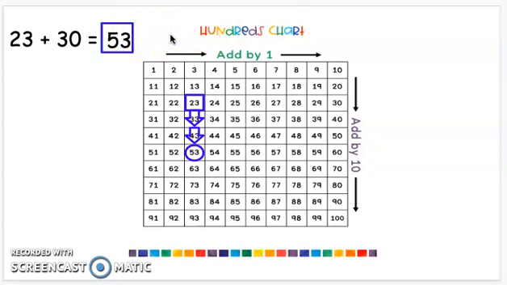All right. So now that we've seen how to add by 1, remember when we add by 1, which direction do we move? That's right. We move across the chart. And when we're adding by 10, which direction do we move? That's right. We move down the columns. Okay. We're going to solve some problems together now.